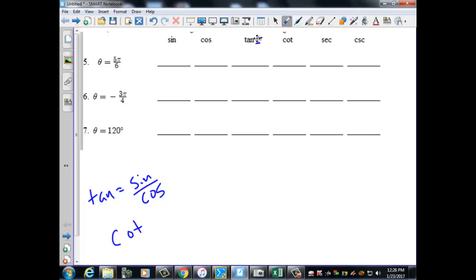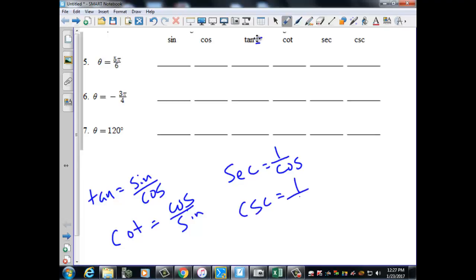Cotangent is cosine over sine. You could also say 1 over tangent, which is cosine over sine. What's secant? Secant is 1 over cosine. And cosecant is 1 over sine.